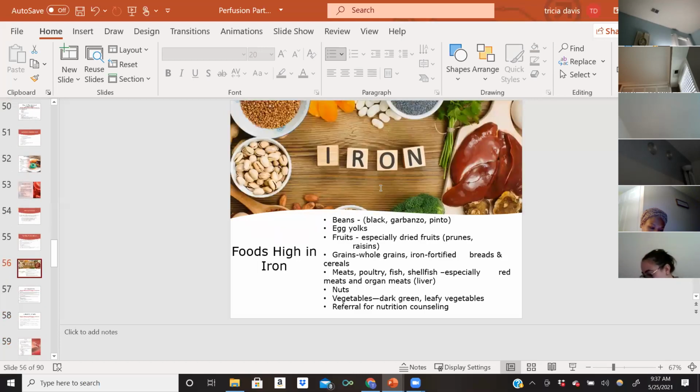So foods that are high in iron: beans, black beans, garbanzo beans, pinto beans, all the beans, egg yolks, fruit, especially our dried fruit, so our prunes and our raisins, our grains, so whole grains, iron-fortified grains, breads and cereals, meats, poultry, fish, shellfish, especially red meats and organ meats, so that's going to be your liver, nuts, dark green leafy vegetables, and then we can also refer them for nutritional counseling.